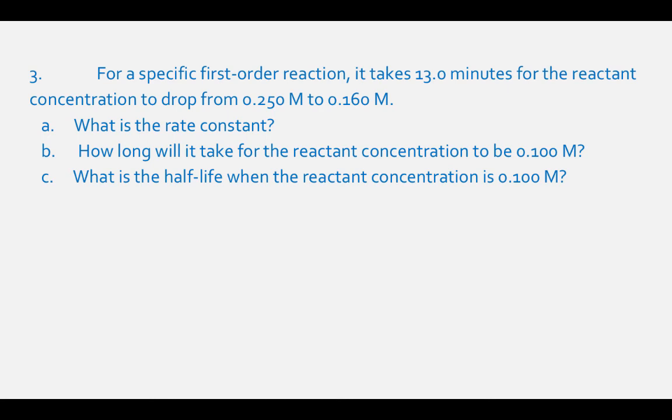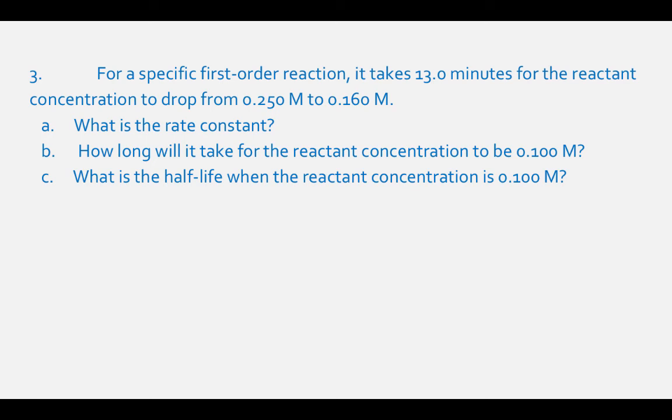3. For a specific first-order reaction, it takes 13.0 minutes for the reactant concentration to drop from 0.250 molar to 0.160 molar. A. What is the rate constant? B. How long will it take for the reactant concentration to be 0.100 molar? C. What is the half-life when the reactant concentration is 0.100 molar?